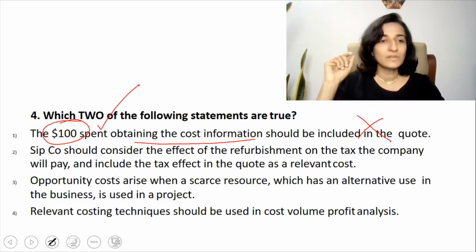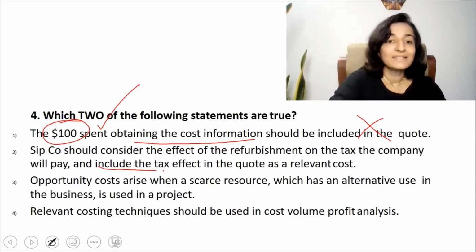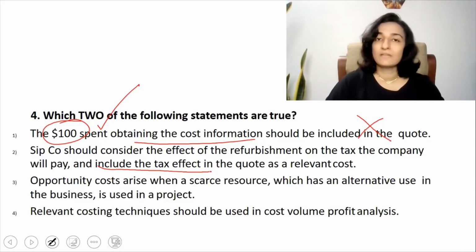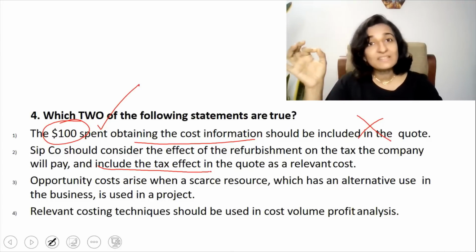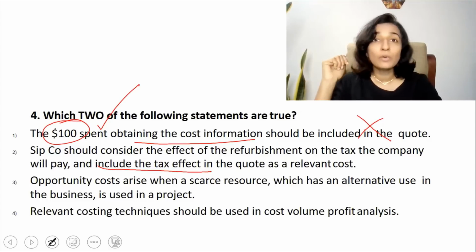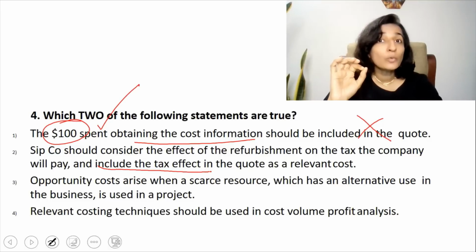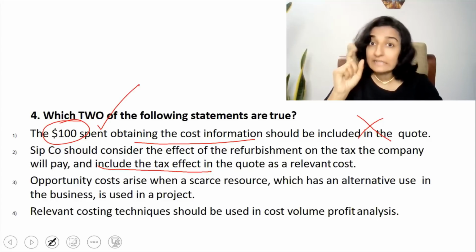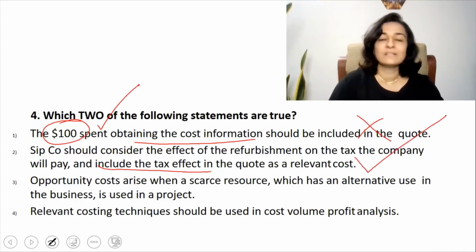Coming to the second statement, SIP company should consider the effect of the refurbishment on the tax the company will pay and include the tax effect in the quote as a relevant cost. This is true because if you refurbish or renovate, there will be expenses and income associated with it, right? So your tax may go up or down, which means that your cash outflow with respect to the tax is getting affected. Whenever the cash outflow is getting affected, it is relevant. So this statement is true.